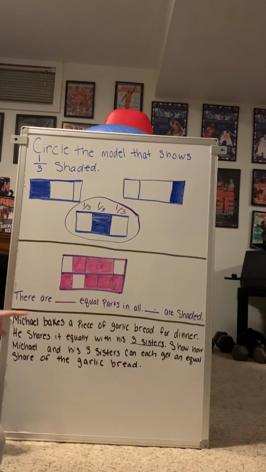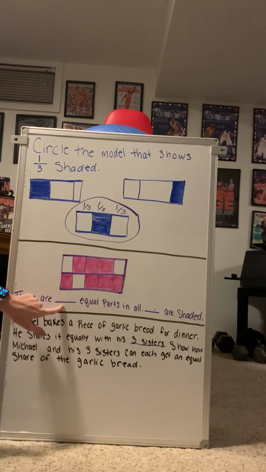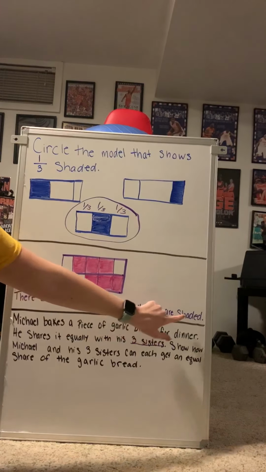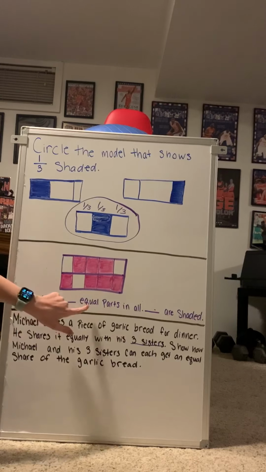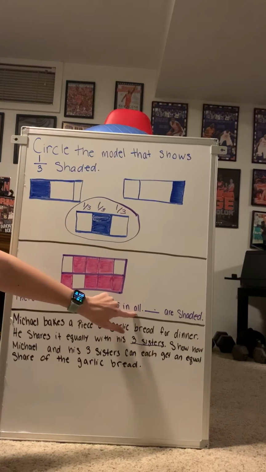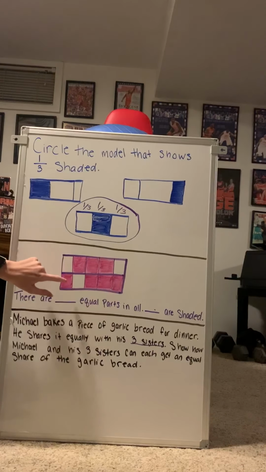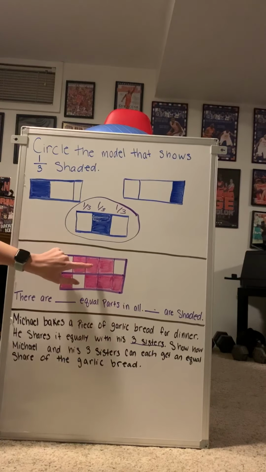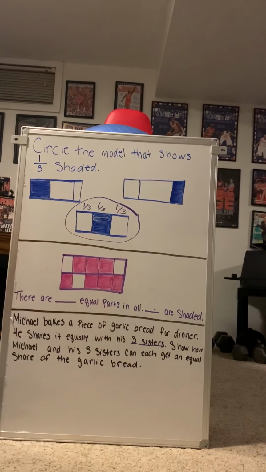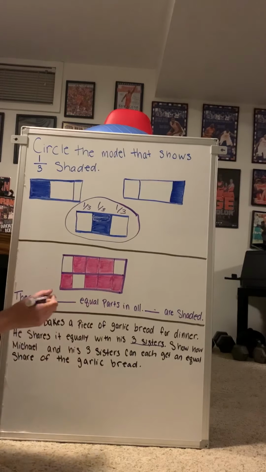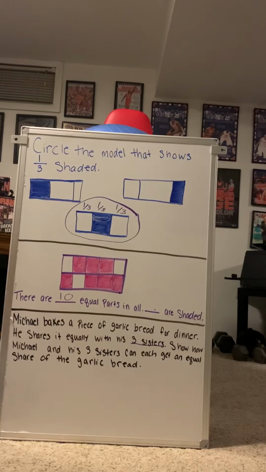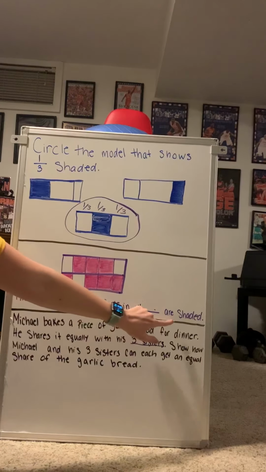The next question says, there are blank equal parts in all. Blank are shaded. So if I'm looking for equal parts in all, I'm going to count all of the squares. 1, 2, 3, 4, 5, 6, 7, 8, 9, 10. So there are 10 equal parts in all.